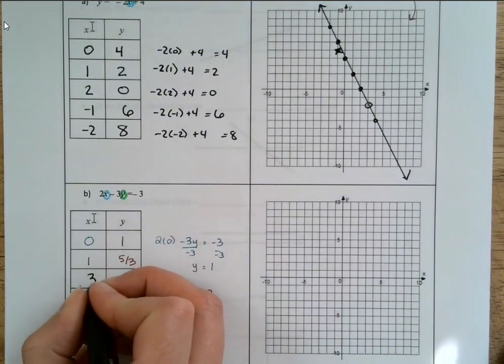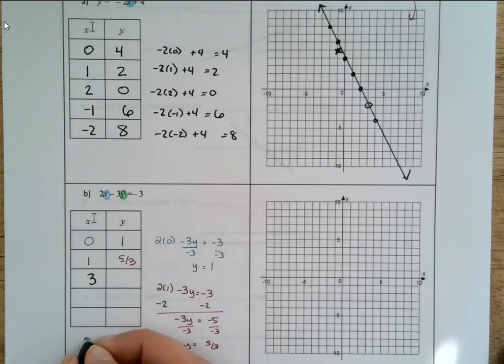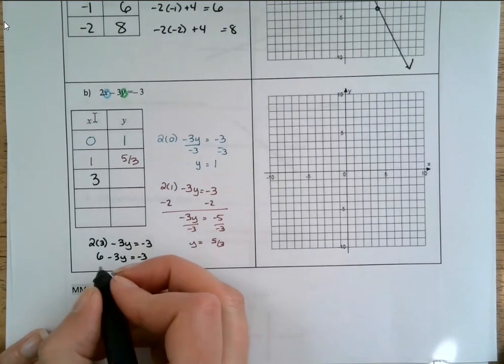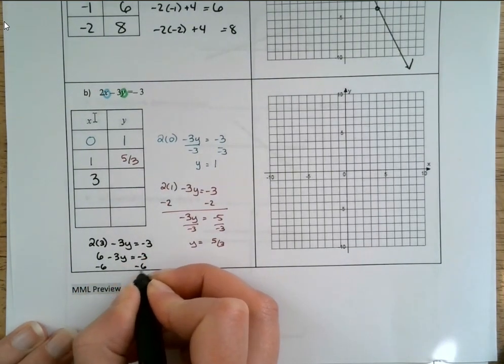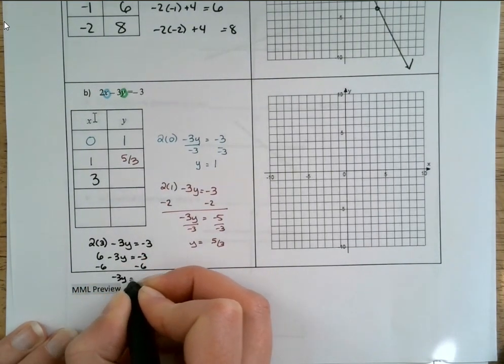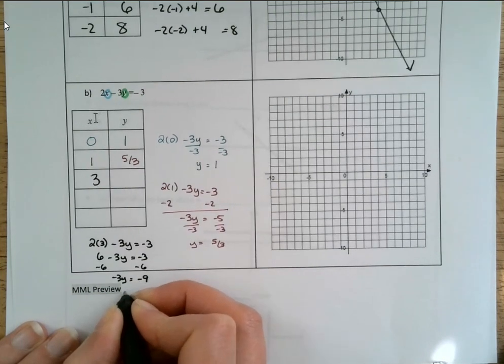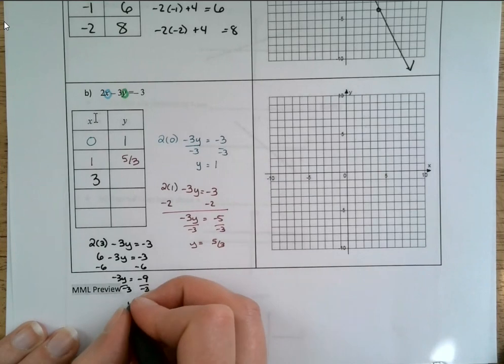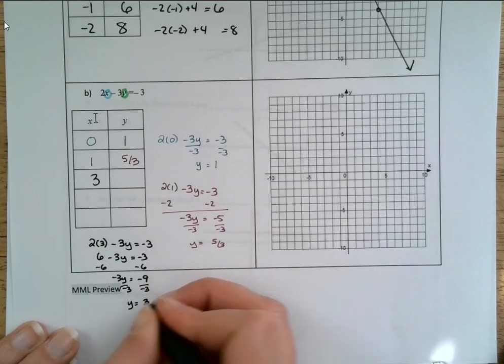So if I try 3 for x, then I have 2 times 3 minus 3y equals negative 3. So that's 6 minus 3y equals negative 3. So if I subtract 6, that's negative 3y equals negative 9. Divide by negative 3, divide by negative 3. That's y equals 3.